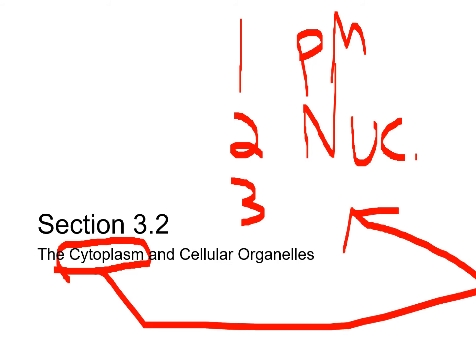So that's what we're going to be talking about next, is the cytoplasm and all the stuff floating in the cytoplasm, which we're going to call organelles. And organelles are just tiny little mini organs. And they all have their own unique shapes, and therefore they're all going to have their own unique functions.